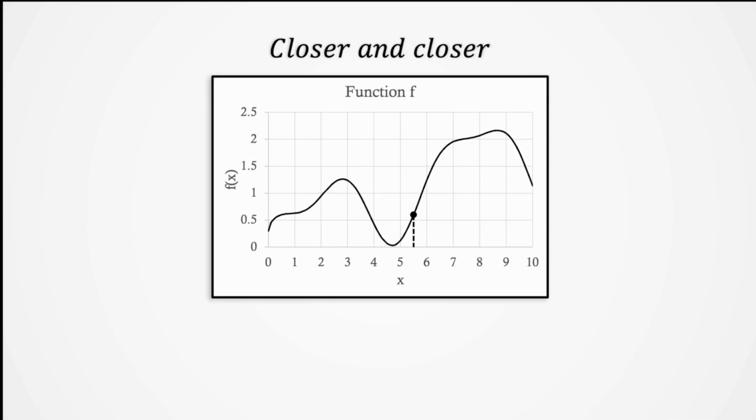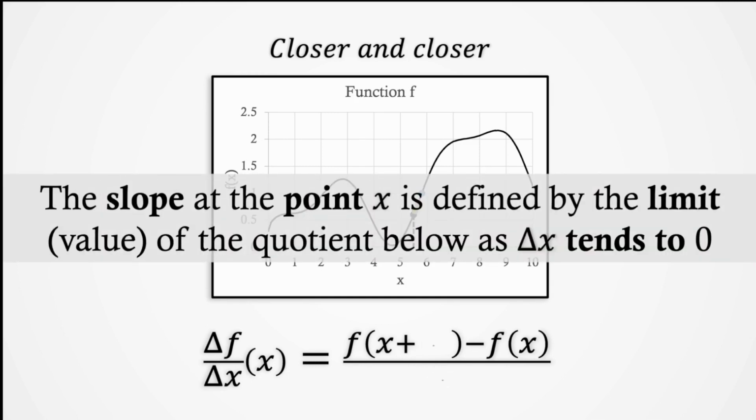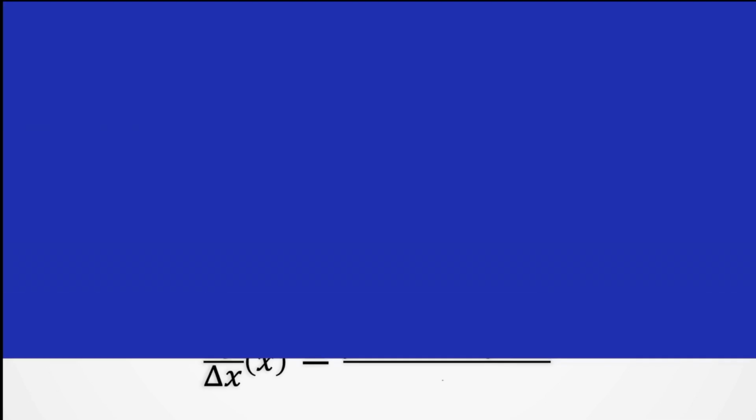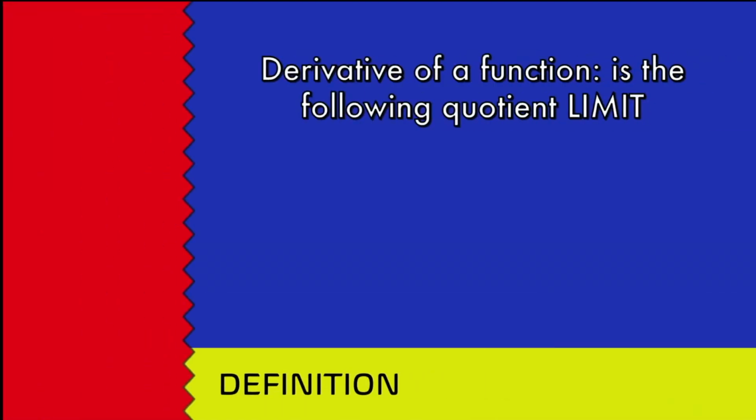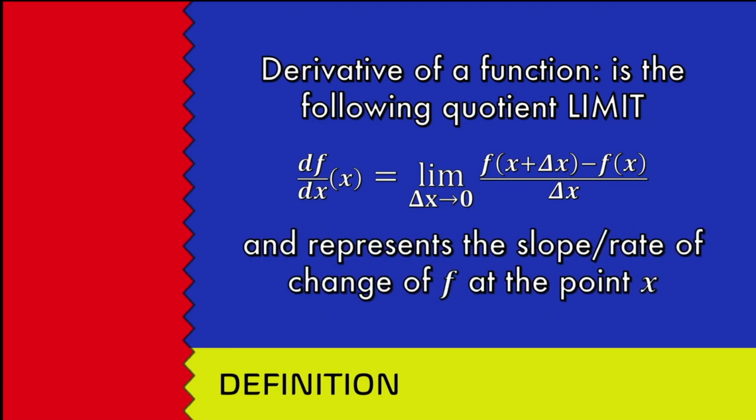The exact value of the slope at the point x is obtained by approaching the point and quotient with tinier and tinier displacements delta x, so we have to make this quantity as small as we can. This is making it tend to 0. We can now establish our definition. The derivative is the limit of the quotient we have discussed, as the small displacements delta x tend to 0, and it represents the slope or rate of change of the function f at some point x of a variable.